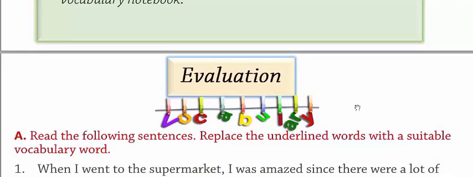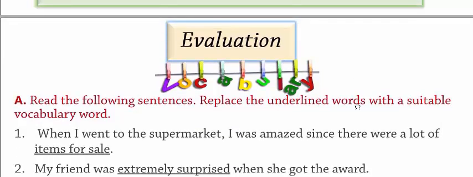And finally, it's time for the evaluation. In this evaluation, you have to test your knowledge, you have to test your understanding. You have two exercises. Exercise A. Read the following sentences. Replace the underlined words with a suitable vocabulary word. So I'll read the sentences. Check each underlined group of words. You have to replace them with a vocabulary word.